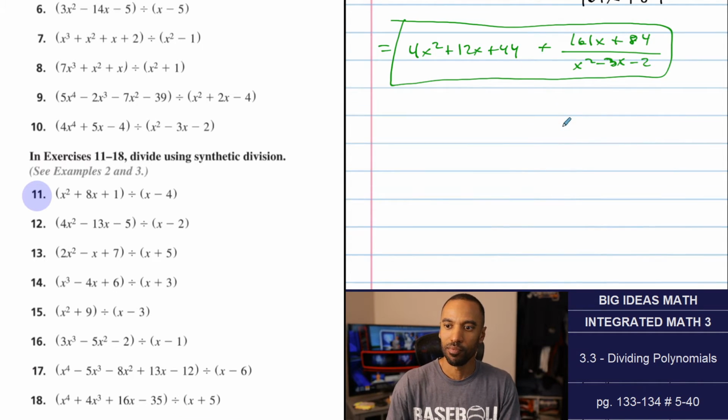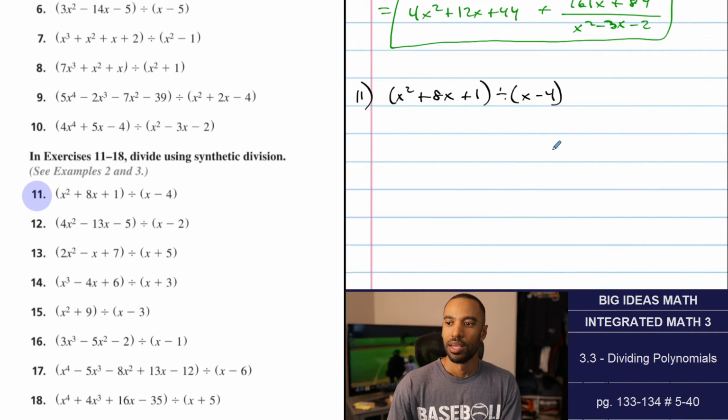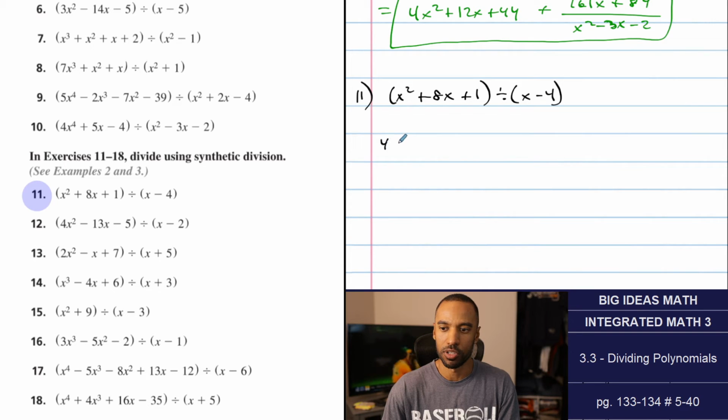Okay, they are all synthetic division friendly. They will be pretty straightforward and fast when it comes to doing them. x squared plus 8x plus 1 divided by x minus 4. Now, your root is x equals 4, right? If x minus 4 equals 0, then x equals 4 is the root. So we're going to place 4 as the root.